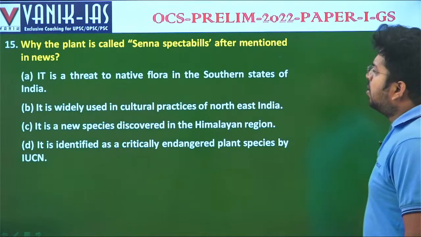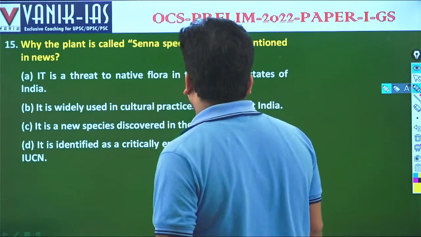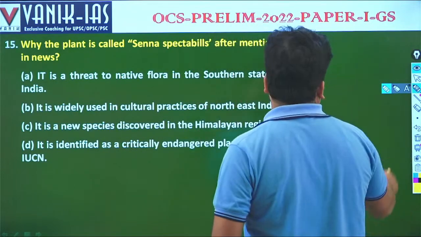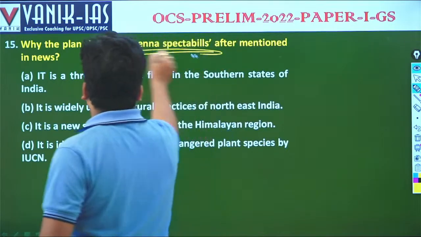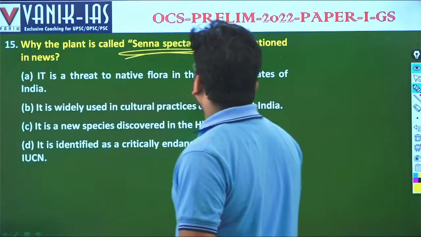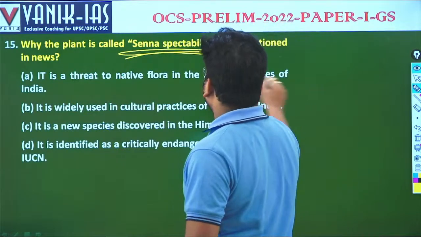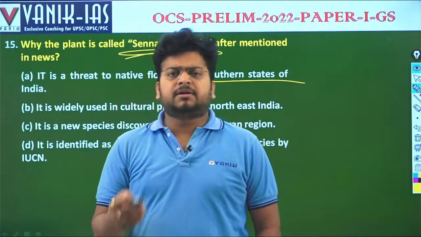Next, why is the plant called Senna spectabilis, as mentioned in the news? What is this Senna spectabilis? It is an invasive species. It is a threat to native flora in the southern states of India, like Kerala, Tamil Nadu, and Karnataka, where it has become a threat.